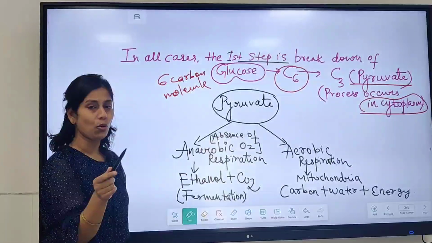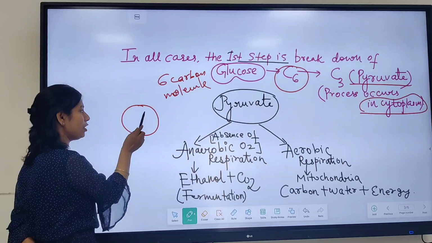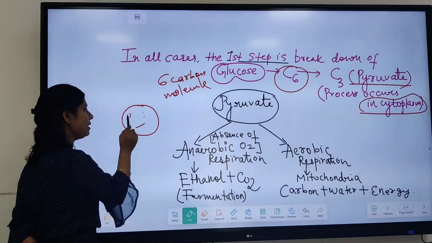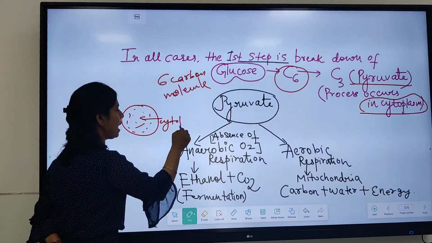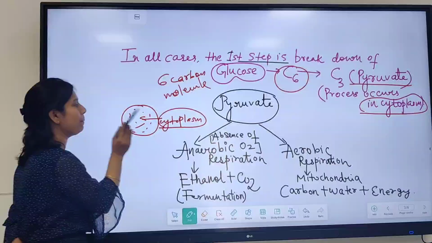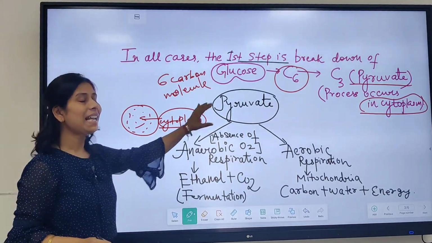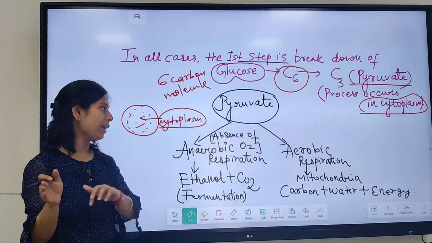You know what the cytoplasm is? You have studied in grade 9 cell structure and function. This is the cell, and the fluid part of the cell is known as the cytoplasm, the semi-fluid part of the cell. Now what happens to the pyruvate? First step is done. Glucose is broken down to pyruvate.